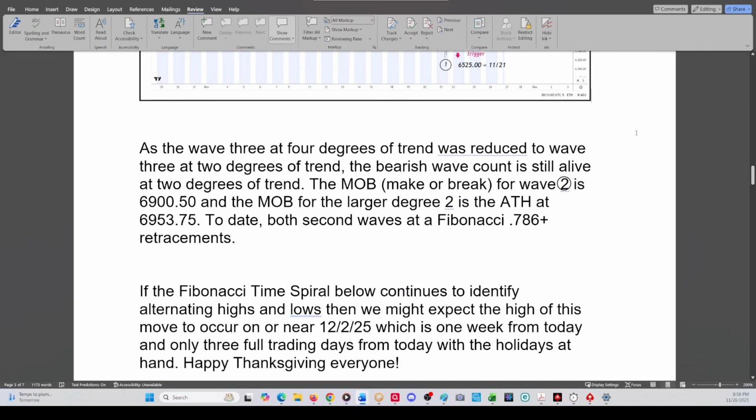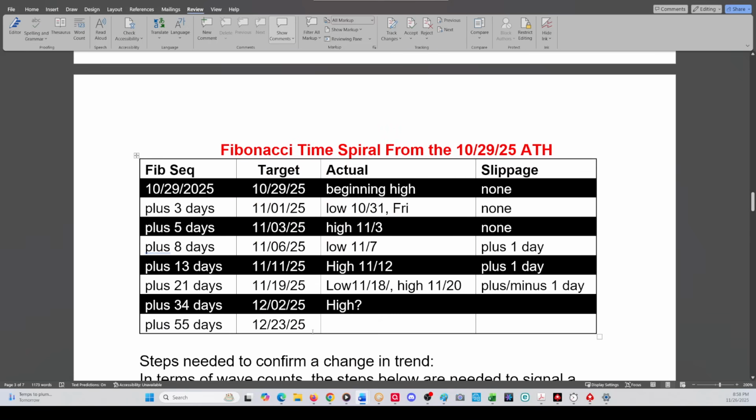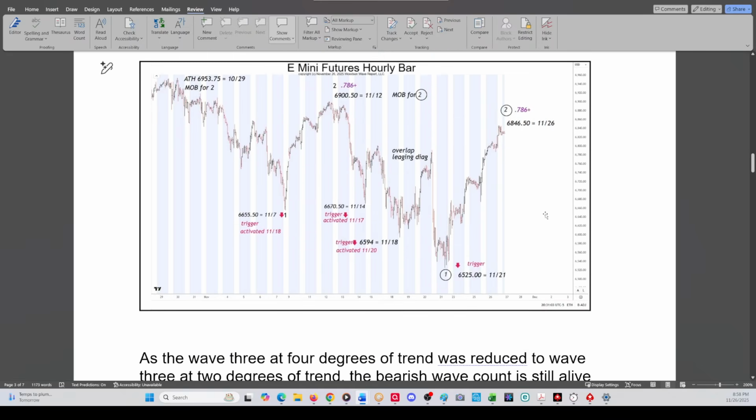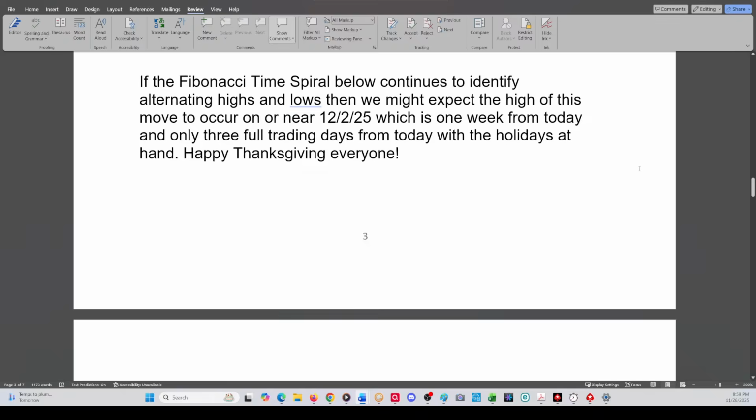I don't know if there's anything more important in here. Again, that 12-2 date, if this thing keeps going, alternating highs and lows, that could be the high of this move, and we'll see if it breaks above 6,900, it's only about 55 points away right now. So we'll see if this thing turns around, or it makes a 10 and 11 and then turns around. From the previous video that we talked about, this is 9 waves up. Okay, so I think that's about it.